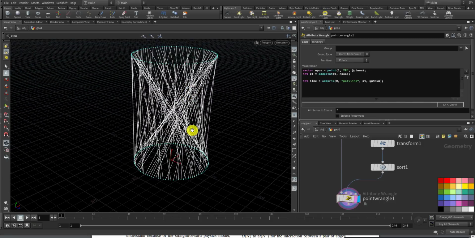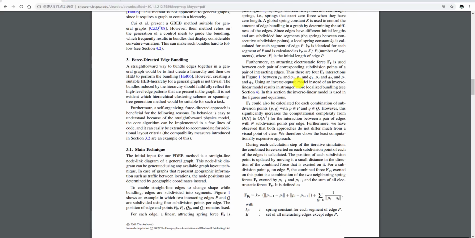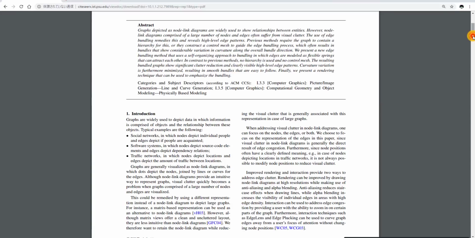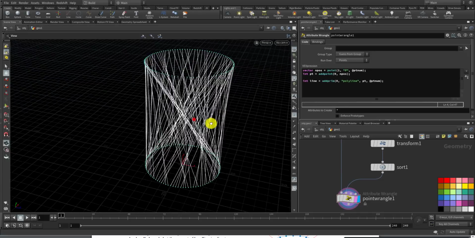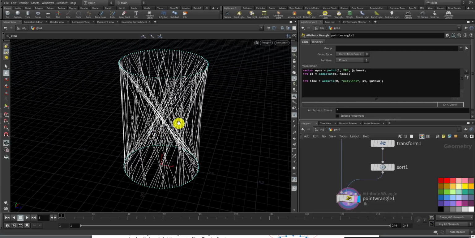And from this straight line network, I would like to make an edge bundling, a smooth edge bundling network, something looking like this. Although this paper is specifically written for 2D networks, since this could be replaced with a vector, it could also apply to a 3D vector network. So it doesn't really matter. Since Houdini is a 3D software, let's just do it in 3D.